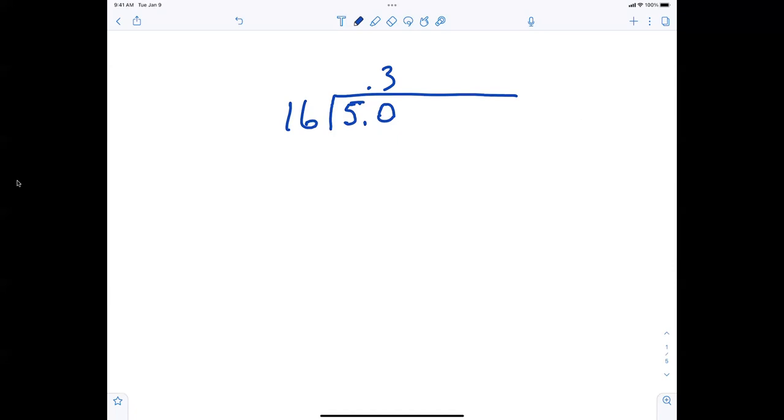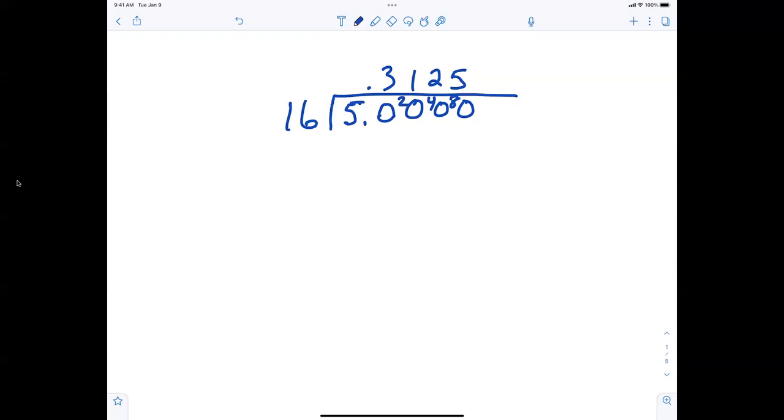No, people, stop. I'm asking you 3 times 16, and you're telling me 0.31. How much? 48. So if you had 48, then how many left over? 2. So you throw a 2 up in this corner. 16 goes into 20. How many left over? So you throw a 4 in the corner. 16 goes into 40. Twice. How many left over? 8. 16 goes into 80. That is the answer.